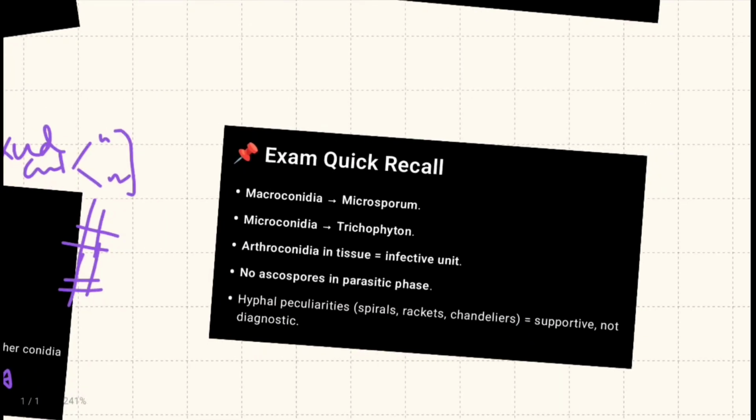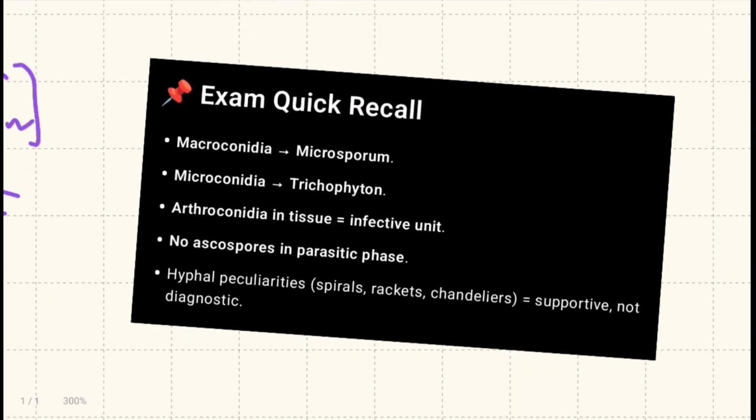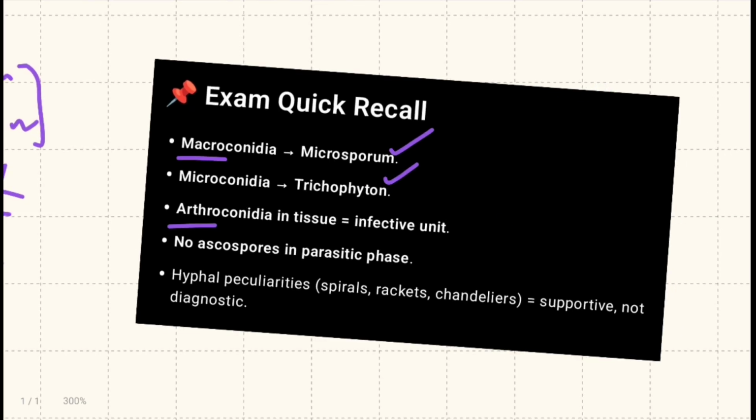To sum up what we have discussed in this video, basically macroconidia are produced from the dermatophyte Microsporum, whereas microconidia are from Trichophyton. Arthroconidia are there in the tissues and they are the infective unit. And there are no ascospores, nothing but the sexual spores, in the parasitic phase of the dermatophyte. Hyphal peculiarities such as spiral and racket-shaped hyphal varieties can also help in the diagnosis of the dermatophytes and the dermatophytosis disease.